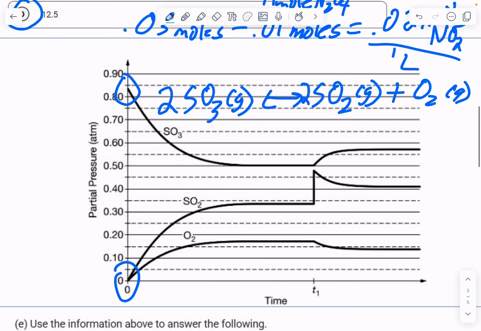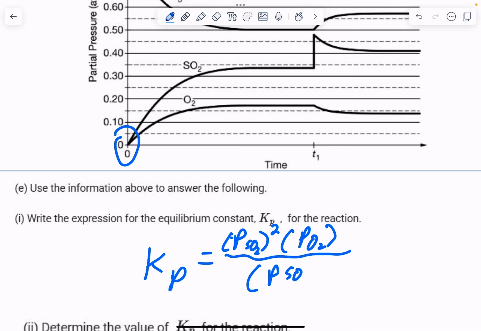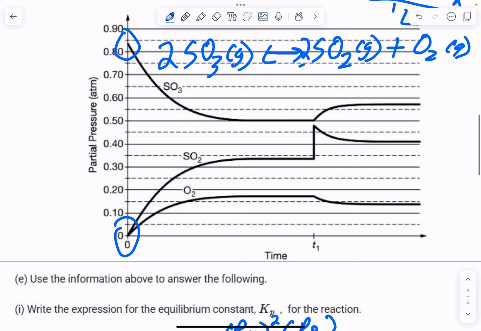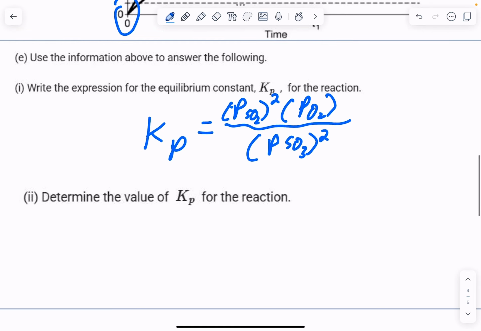So then I can write my products over my reactants. I get the pressure of SO2 squared times the pressure of O2, all over the pressure of SO3, and that's going to be squared as well, because I got a 2 and a 2 here. Products go on top, reactants on bottom. And there is my Kp.